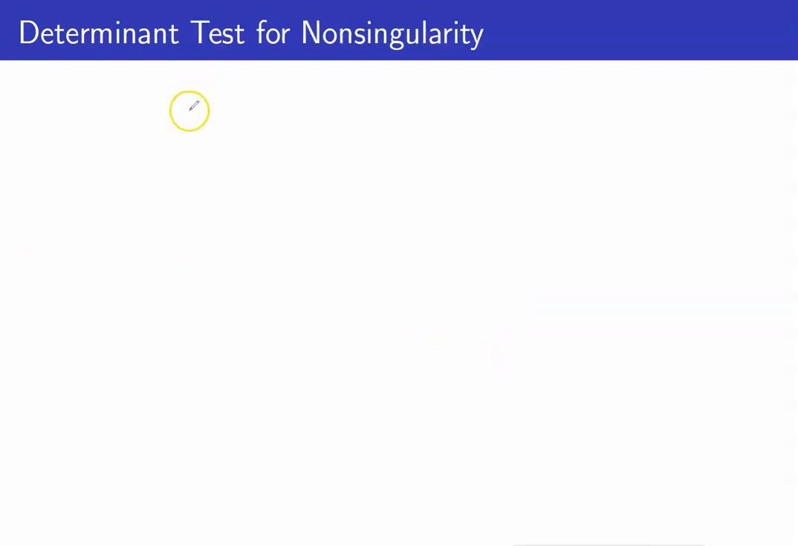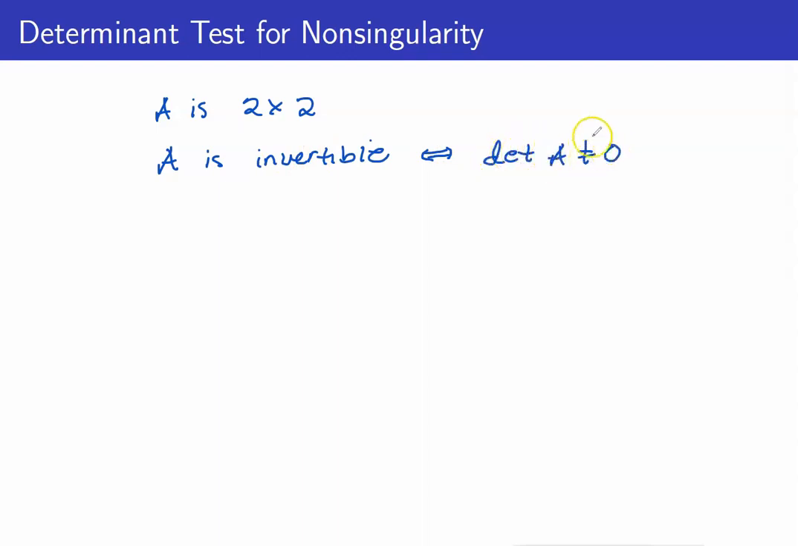Let us recall that when we studied 2 by 2 matrices, we've learned that A is invertible if and only if the determinant of A is not equal to 0. Now, it turns out that this result is true for any n by n matrix.